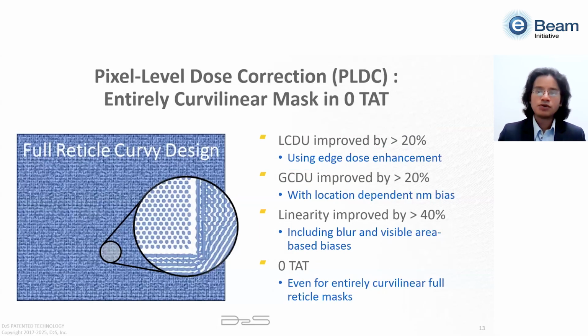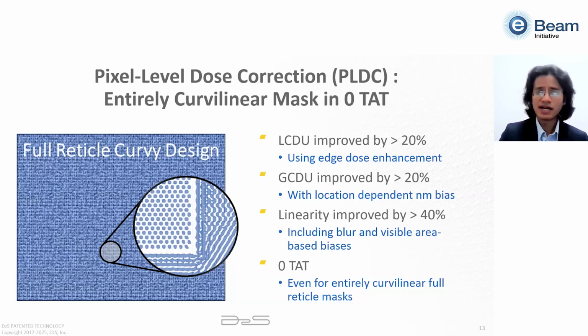And pixel level dose correction software takes this into account. It works in pixels. So it knows the multi-beam mask writer's pixel size, and it uses that pixel size for its own correction. The pixel level dose correction software can actually improve your LCDU by more than 20%, GCDU by more than 20%. It can also improve your linearity by more than 40%. And all of this is achieved with zero added turnaround time.